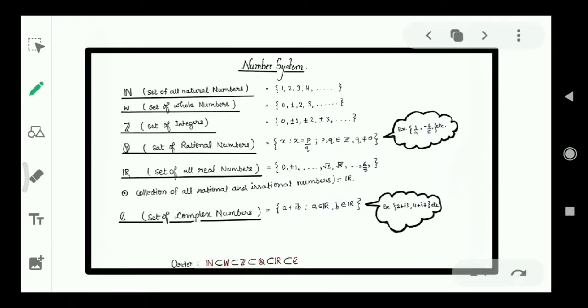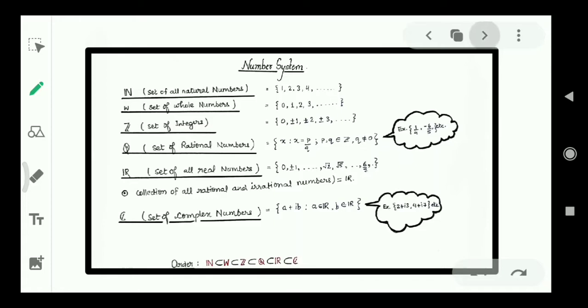Let us talk about the order of this set. This is the biggest set which will contain all types of numbers which we know from before as N, W, where N is the set of all natural numbers, the set of whole numbers, the set of integers, the set of rational numbers, the set of irrational numbers, the set of all real numbers. All are contained in the set of complex numbers.